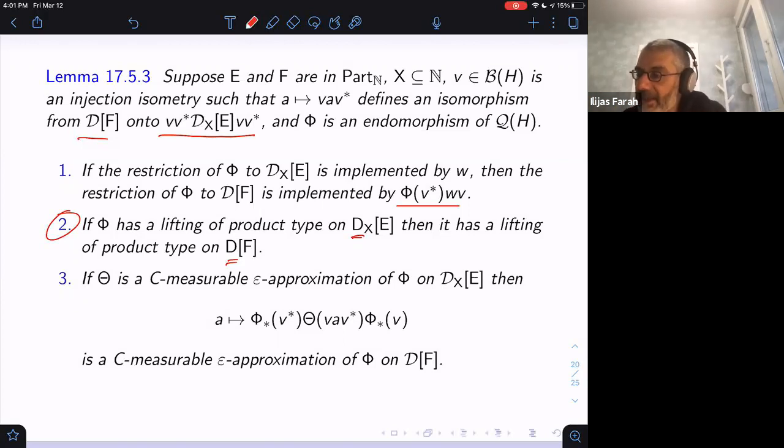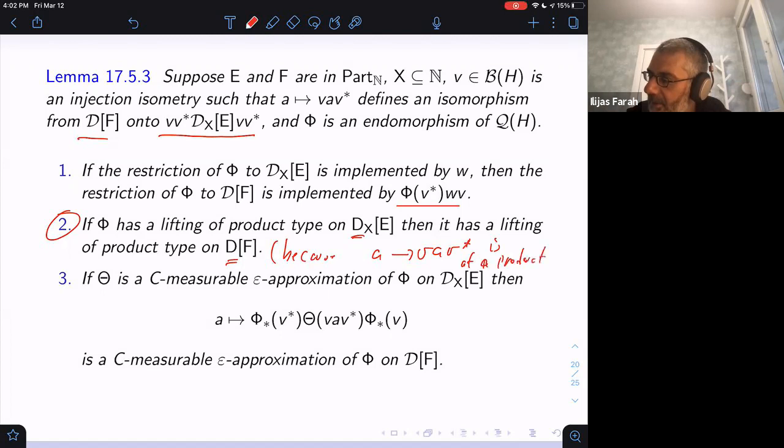Right. So talking about the proof of two. You see, the important thing is that this V maps blocks to blocks, right? So each block of D of F is mapped into a block of D of E, which means that when you compose a function of product type with conjugation by V, then because conjugation by V is also product type, it doesn't combine blocks, you get something which is of product type. Right, so this is because A goes to V A V star is of product type.